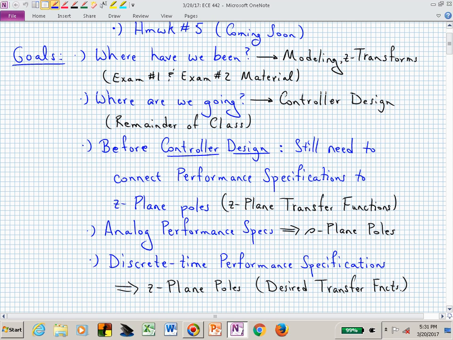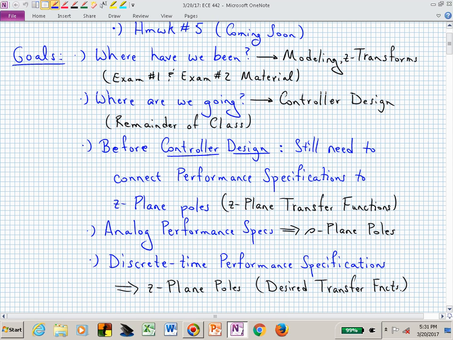What I want to do today is basically remind ourselves where we've been. Basically, what was the material that we covered in exams 1 and 2, and that will, I hope, get us back to thinking about digital control, which is what this class is covering. And then we'll look at where we are going, which is now we can get into designing controllers. And how do we do that?